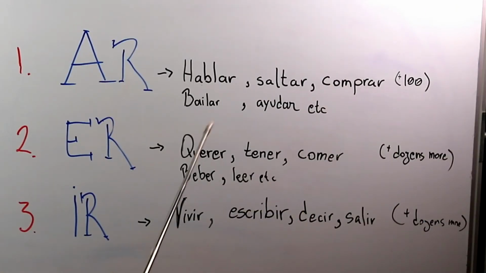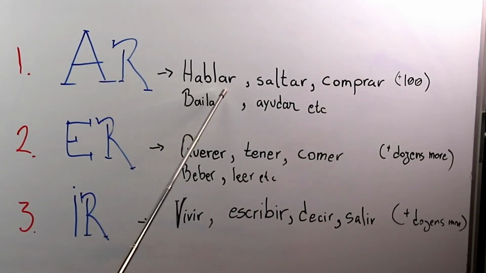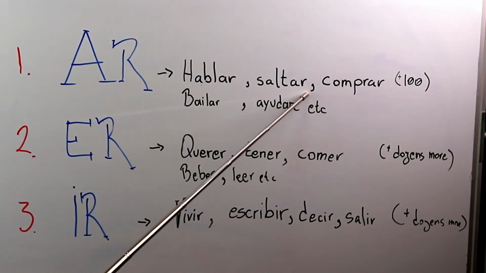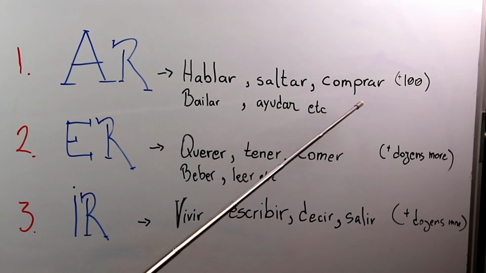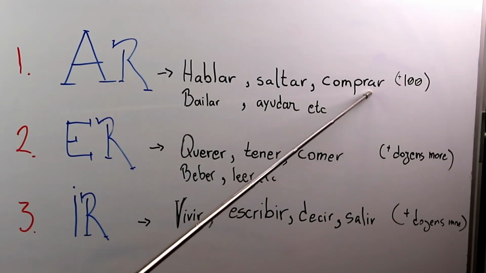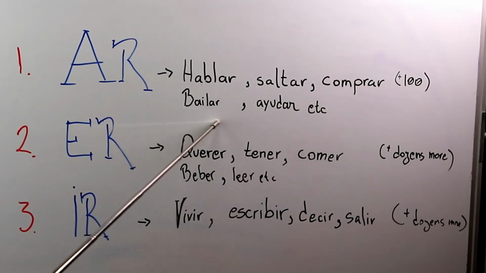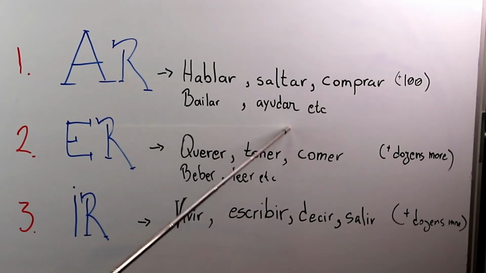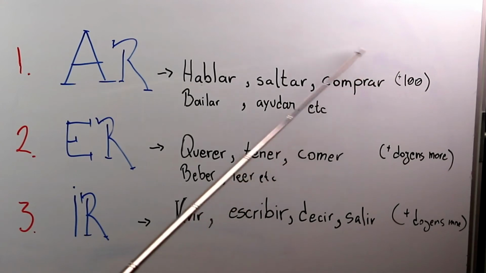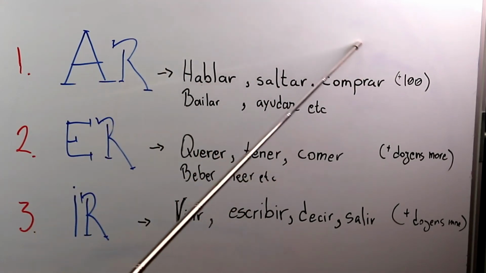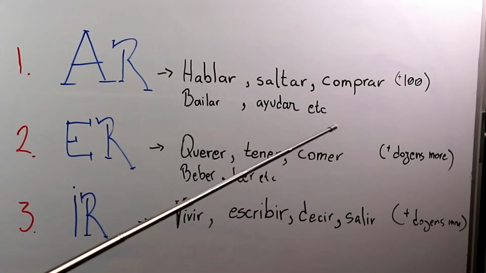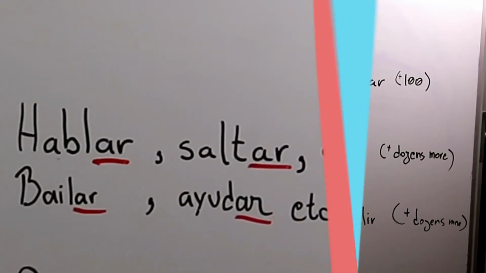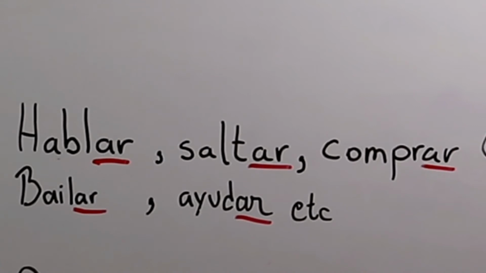So in English, hablar would be to talk. So as you can clearly see, all these verbs, hablar, which means to talk, saltar, which means to jump, comprar, to buy, bailar, to dance, ayudar, to help, they all have something in common. Look at it carefully. Let's see if you can see. Can you see what they share in common? Look at it carefully. Can you see it now?